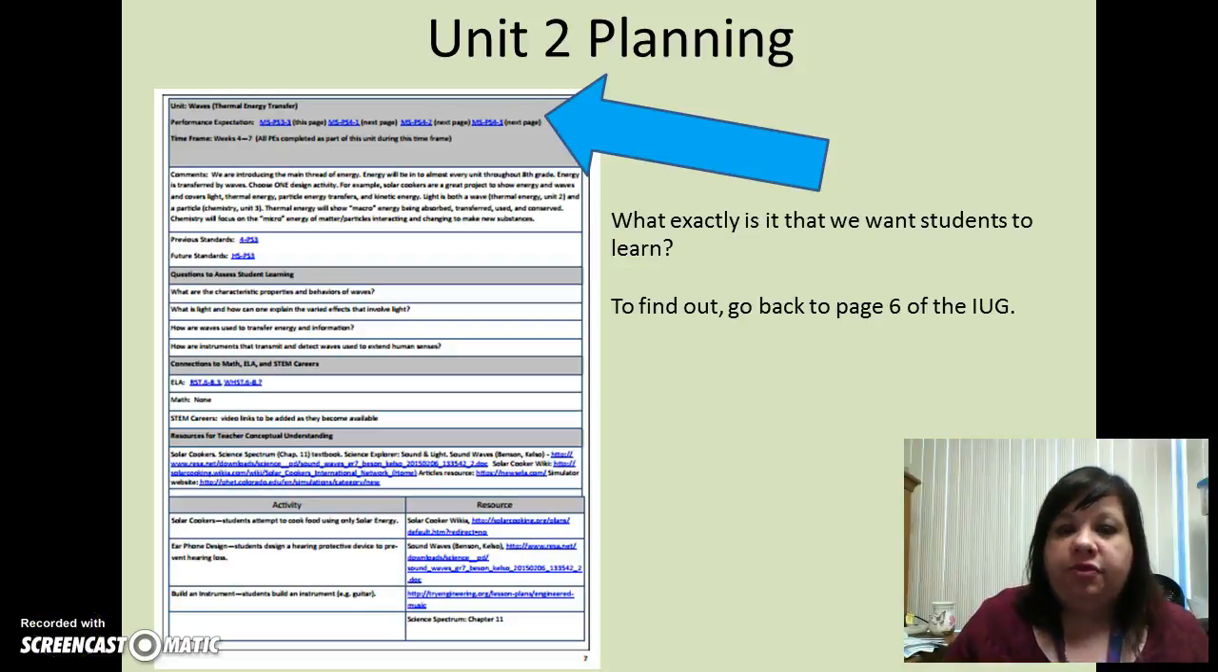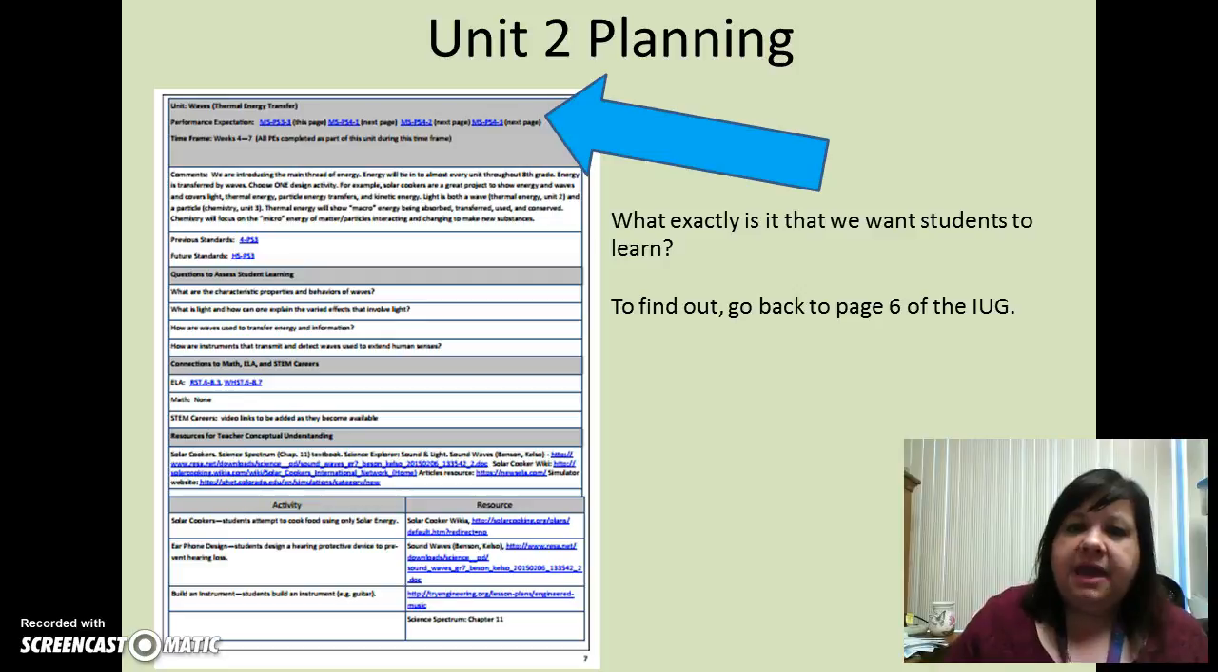Hello and welcome to part 3 of how to support your teachers in planning with the instructional unit guides for science. We've already covered how to get to the unit guides and how to use the interactive features, and we've looked at beginning working with the unit planning sheet, and we want to continue on with that.